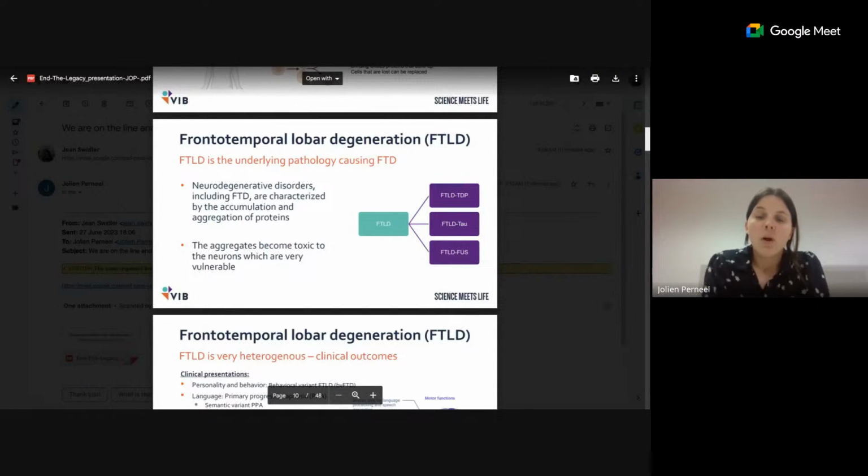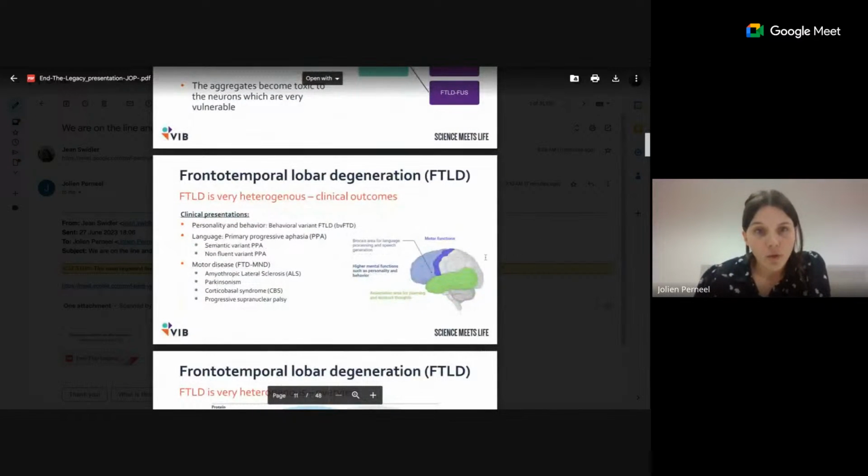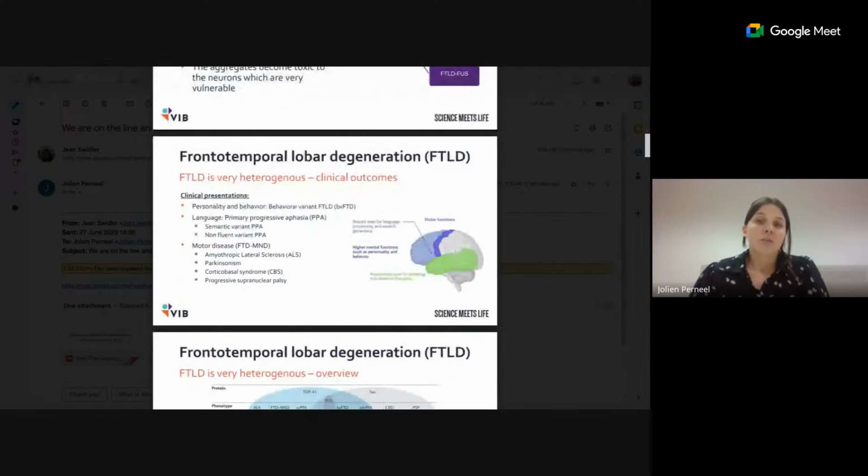And as you probably know, frontotemporal dementia is actually a very diverse and heterogeneous disease, not only in the proteins that accumulate, but also in the symptoms that people may have when they face disease. This is because, as you can see on the following slides, the frontal and temporal lobes are the regions that are important for different aspects, including behavior and language, and also motor functions. So it is not surprising that if neurons are dying in these regions, we can expect problems with one or more of these functions.